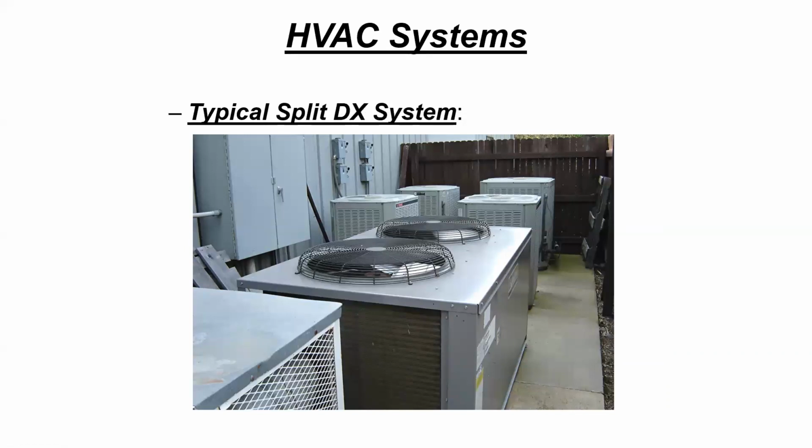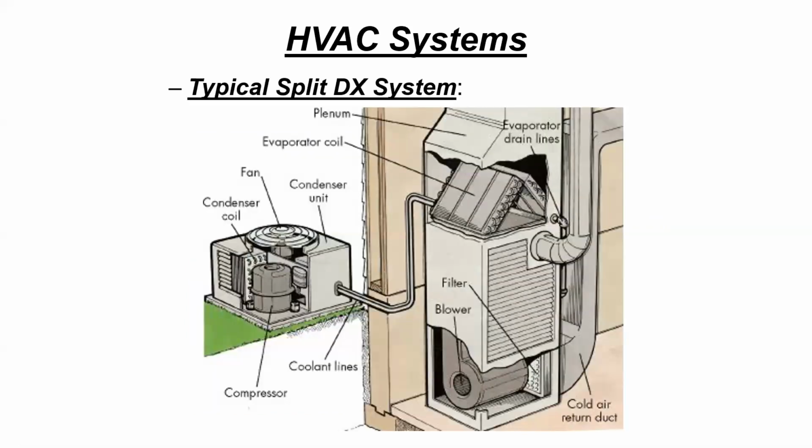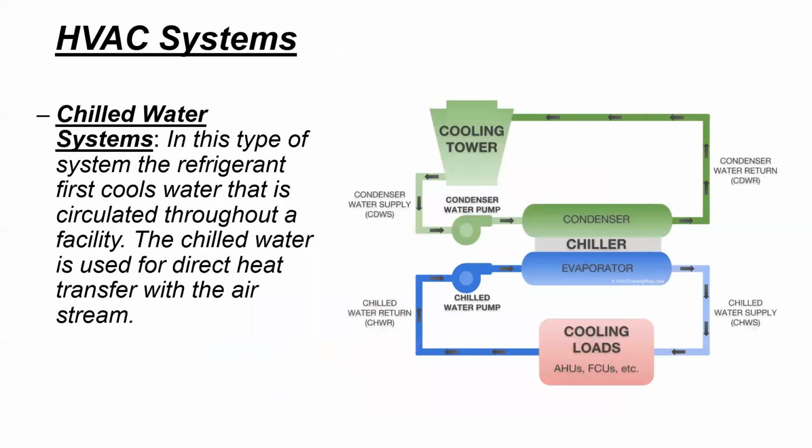There are split systems as well, where we see the condenser unit outside of the building. The way they work is that they're connected through the refrigerant line. So you reject the heat outside to the air in this case, and then you have the air handling system evaporator inside the building.